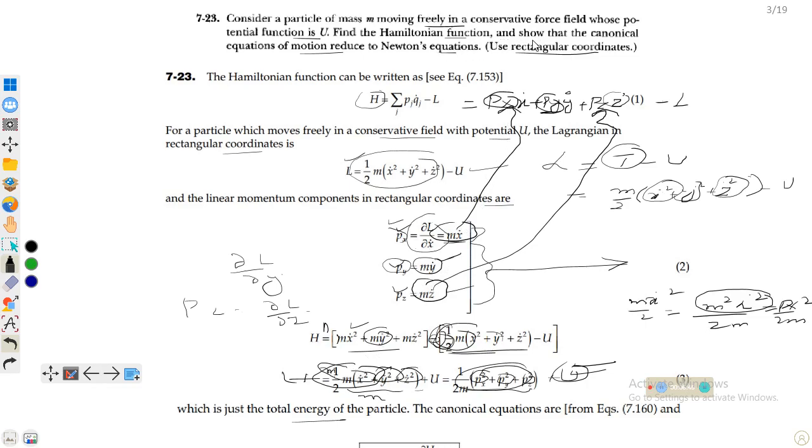And then the requirement of the question is to show that the canonical equations of motion reduce to Newton's law. Okay, I will first erase all this stuff so that we can write.